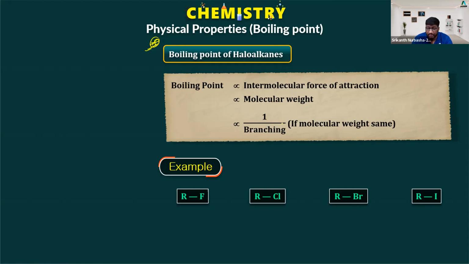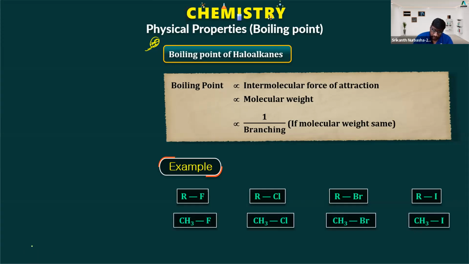Whenever the molecular weight is the same, then you have to look at branching. So boiling point is also inversely proportional to branching if the molecular weight is the same. If you have alkyl fluorides, alkyl chlorides, alkyl bromides and alkyl iodides, what is the order? CH3F, CH3Cl, CH3Br, CH3I. What is the correct order?